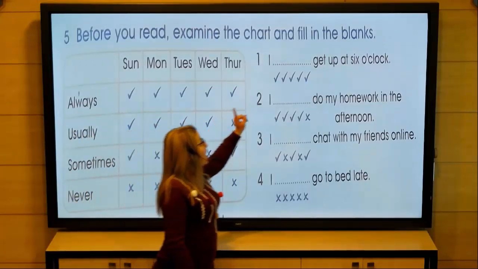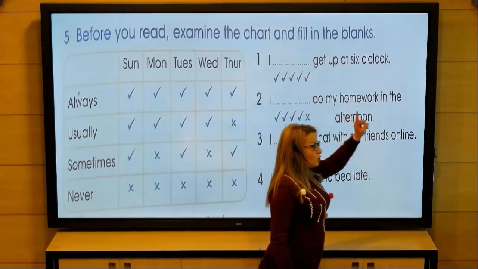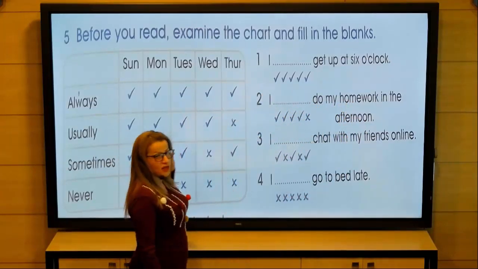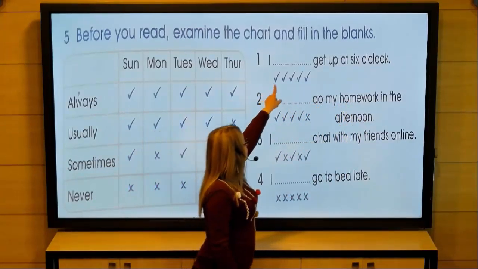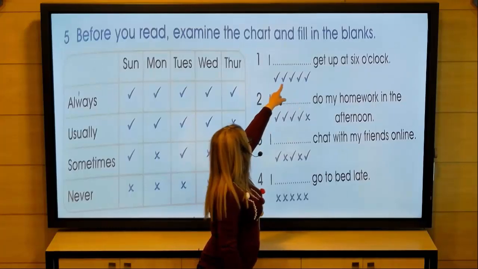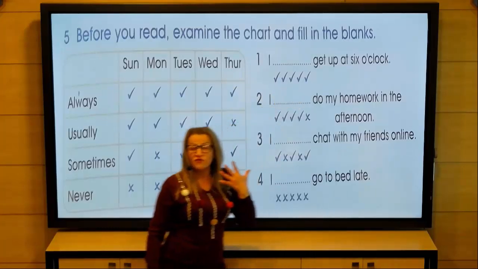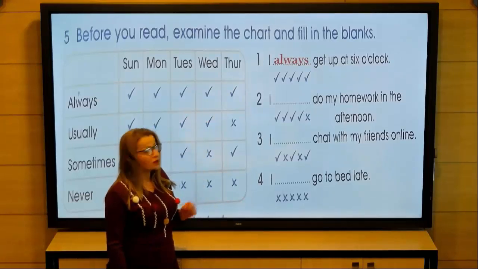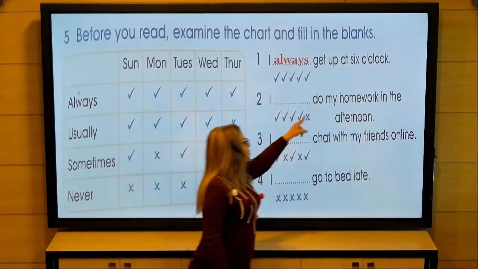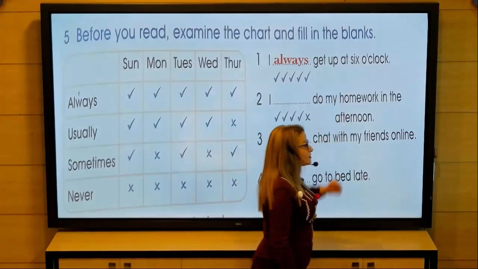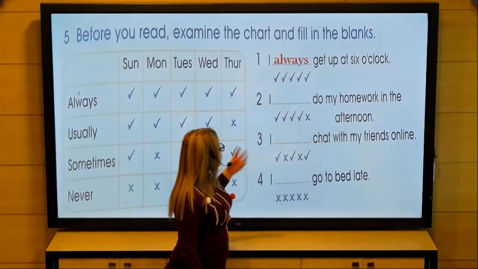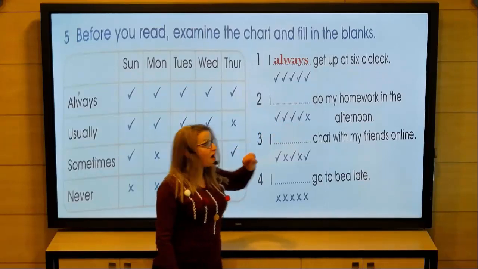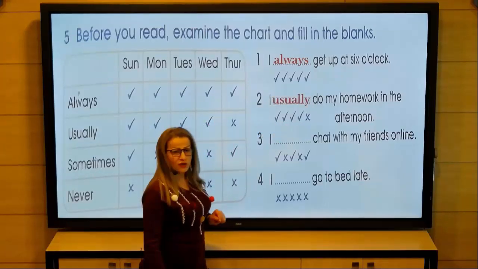1. I get up at 6 o'clock. We have to fill the space with one of these adverbs. Pay attention. We have 5 times: 1, 2, 3, 4, 5. So we have to write always. 2. I do my homework in the afternoon. And we have four times. So we have to write usually.